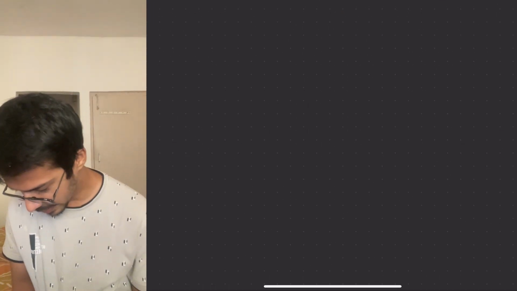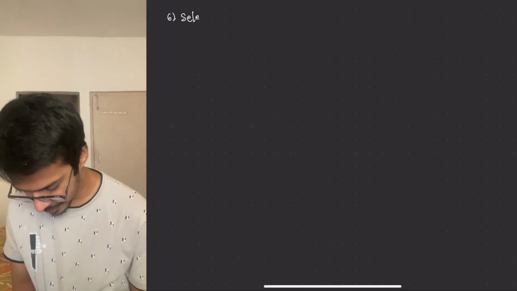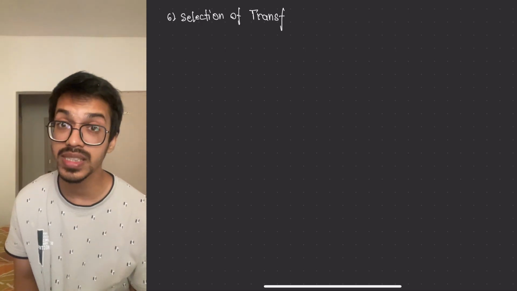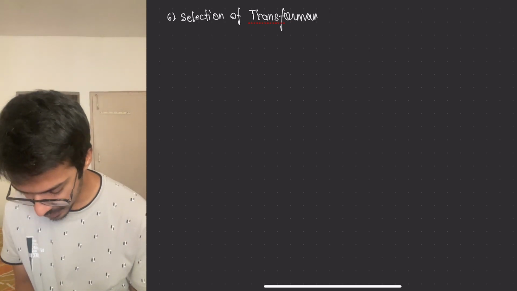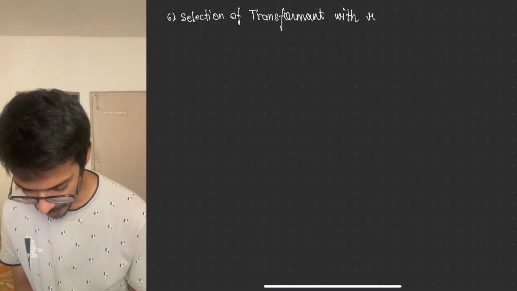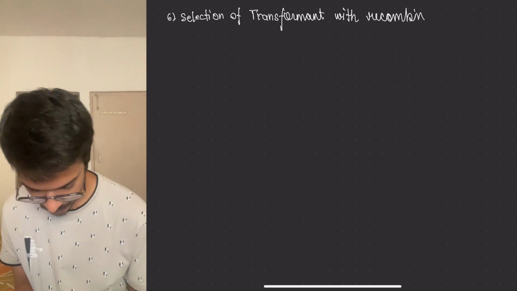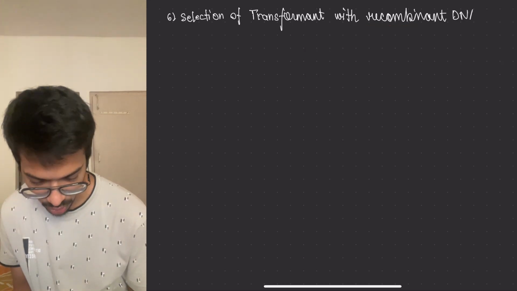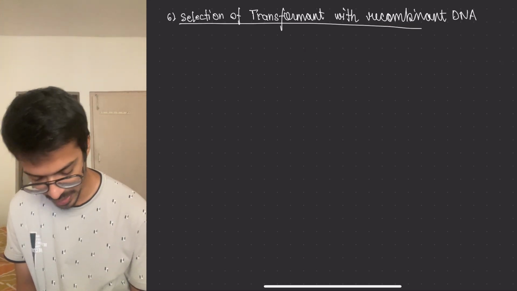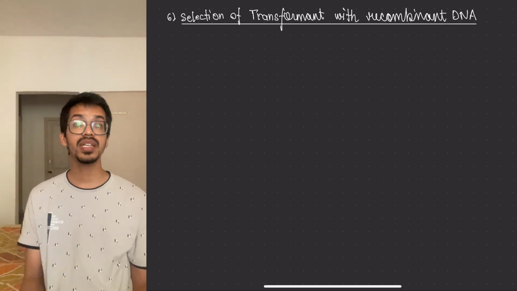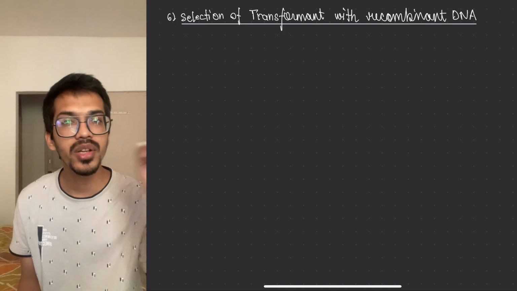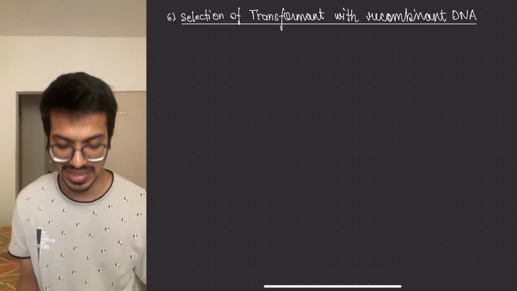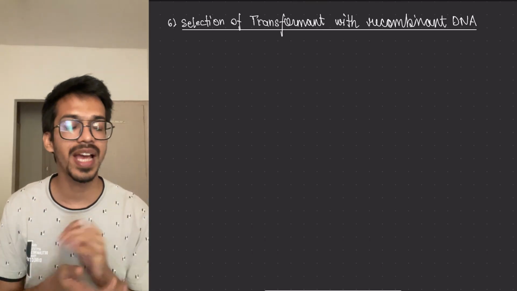So comes our sixth step, that is selection of transformant. Transformants are those cells which have taken up the DNA. Selection of transformant with recombinant DNA. Here we are going to employ two different ways of selection. Number one is on the basis of the pBR322 plasmid, where the antibiotic resistance genes were there, and the other one is for the lacZ gene. Let's try to understand what is happening over there.